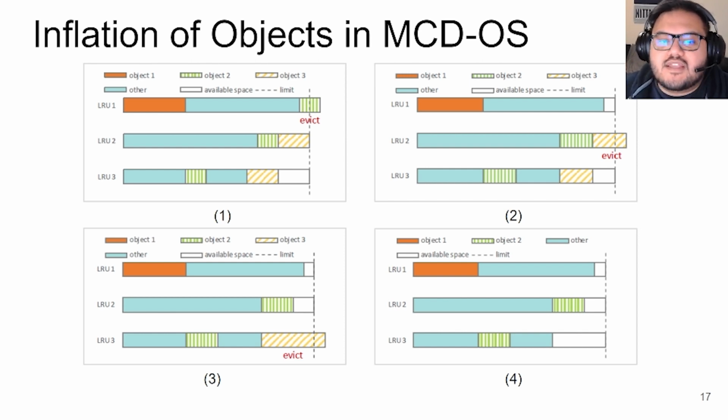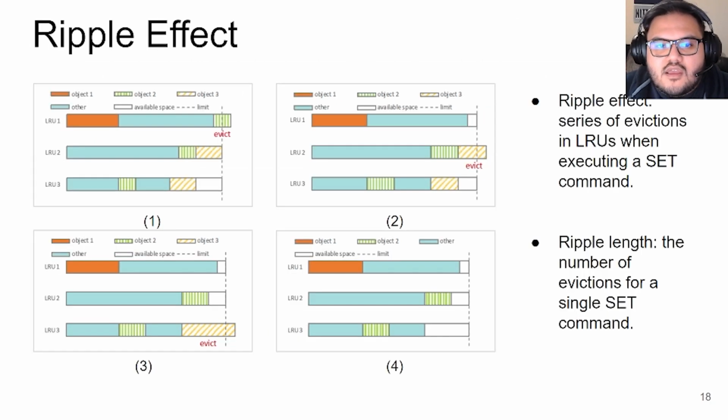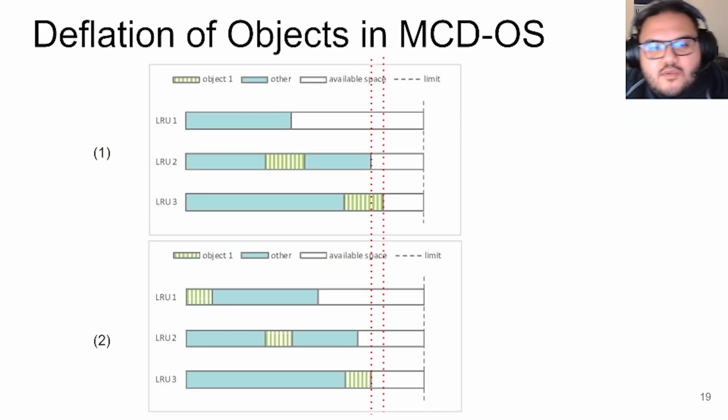And we can see that there's an effective series of evictions, which leads me into introducing a phrase, ripple effect. The ripple effect is the series of evictions in LRUs when executing a set command. And we also use the phrase ripple length to describe the number of evictions that have occurred after a set command is executed.